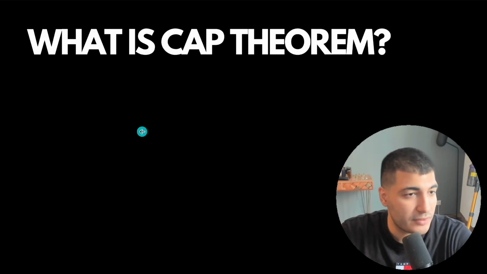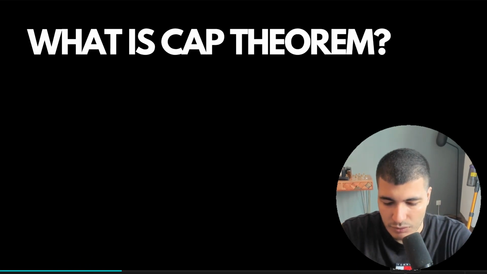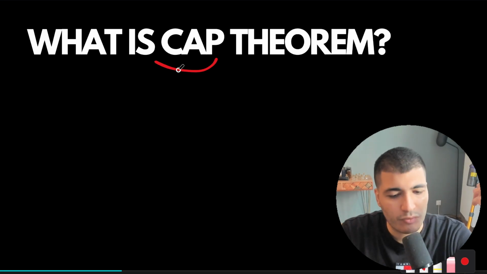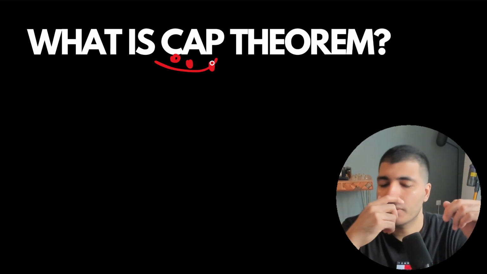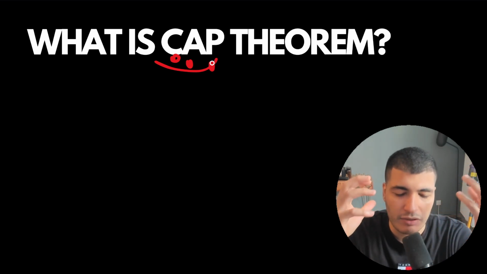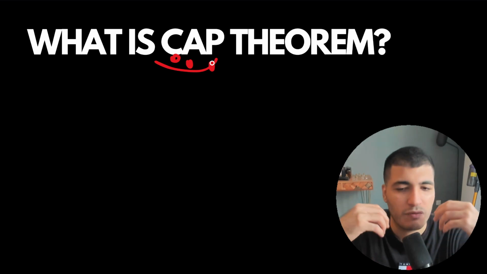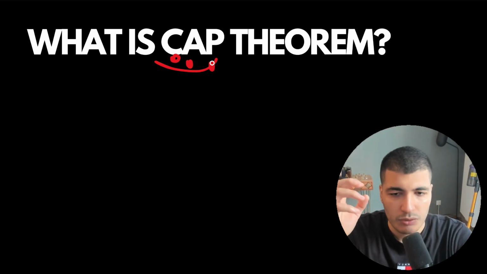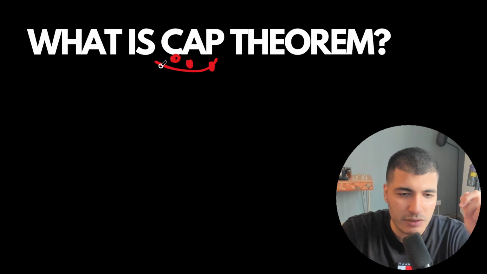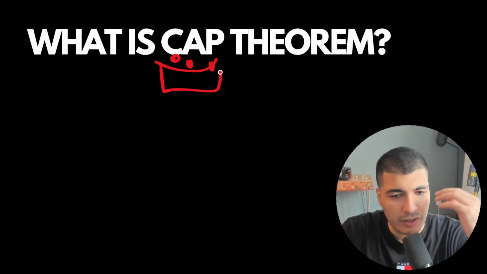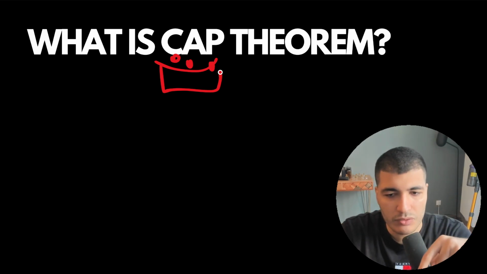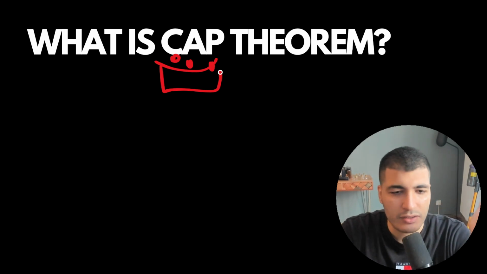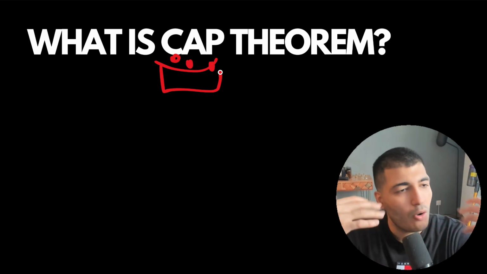So, what is the CAP theorem? CAP stands for consistency, availability, and partition tolerance. The theorem says that in the event of a network partition, you can only choose two of these three things. Think of it like balancing three spinning plates. But if one falls, which is a network break, you can save only two. So you cannot have all three in your system.